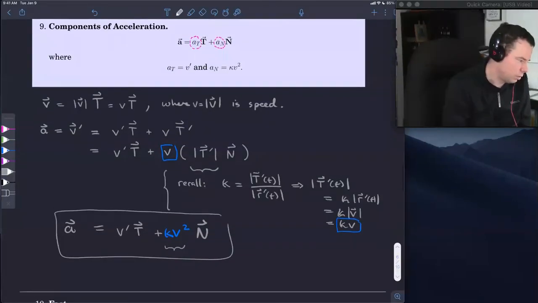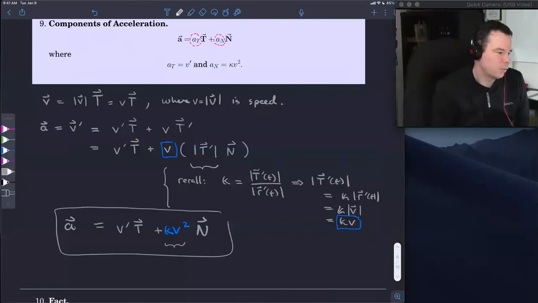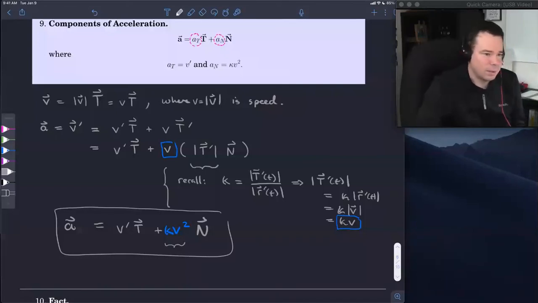Next day we will do some formulas that allow us to compute what these a_n's and a_t's are in terms of the original curve. And then we'll do an example, and then we'll get into the chain rule for multivariable functions.